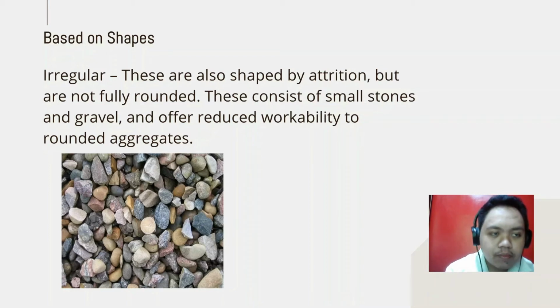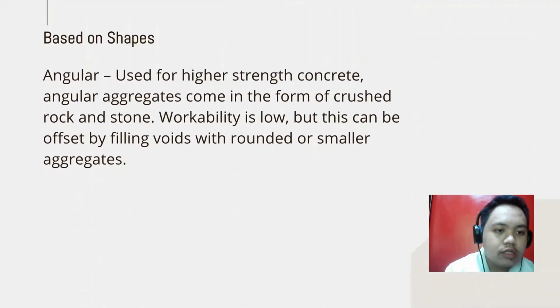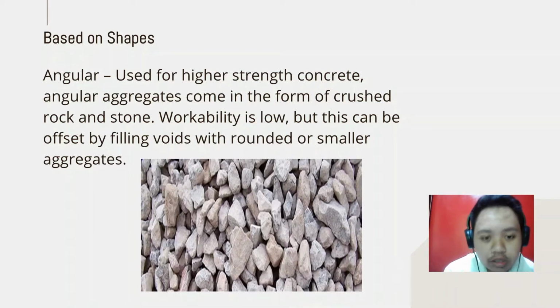No? So the next thing natin is the angular aggregates. Angular aggregates are used for higher strength concrete and come in the form of crushed rocks and stone. Workability is low, but it can be offset by filling voids. So here is an image of angular aggregates. So kung nakita nyo na ito, siguro nakita nyo na ito dati sa mga construction sites, no?